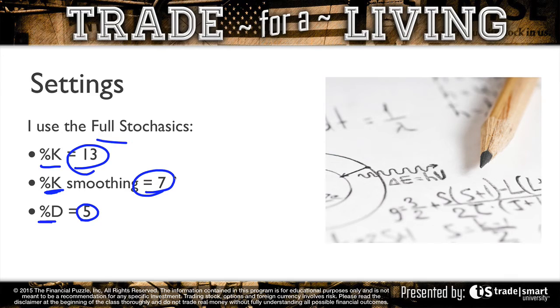Some charting software, I should say, sets this up differently. They might call it the length. They may say the setting. They may call it days or bars, all sorts of different names. But you're looking to set that number for %K at 13 and for %D at 5 with a %K smoothing of 7. All right, so that is your stochastics indicator.